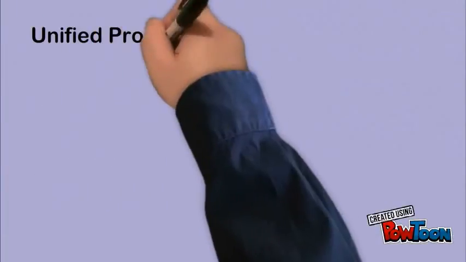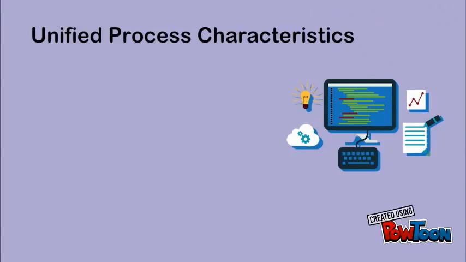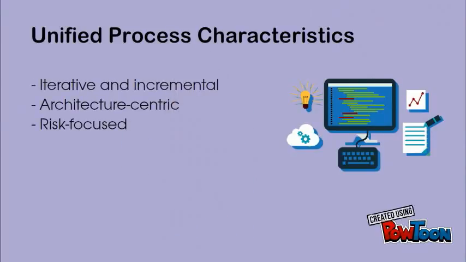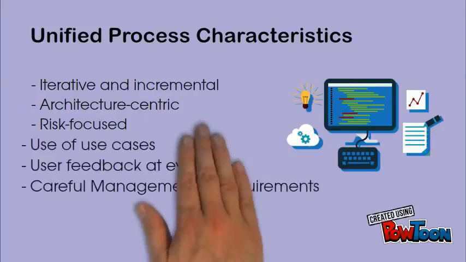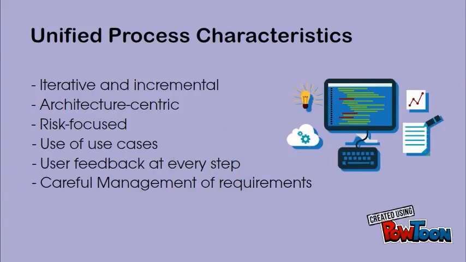The characteristics of unified process. Unified process believes majority of software is best delivered iteratively and incrementally. Development is architecture-centric. The process focuses on the early development of a software architecture. The UP encourages ongoing quality control and risk management. Development activities under the unified process are based on use cases. Focus on continuous interaction with the users and receives their feedback at every stage of development. Effective management of requirements.